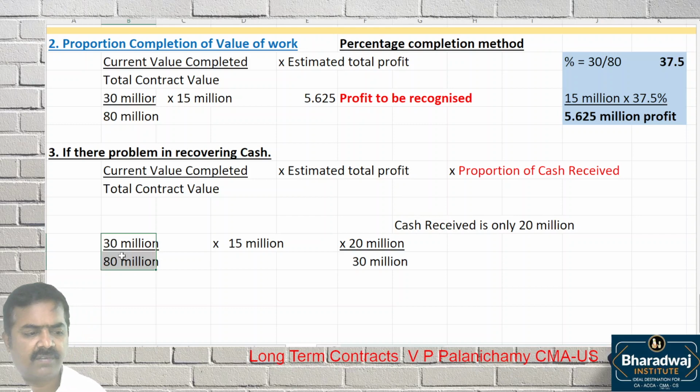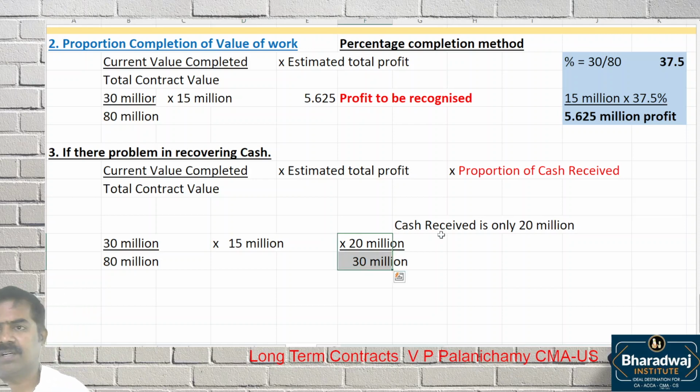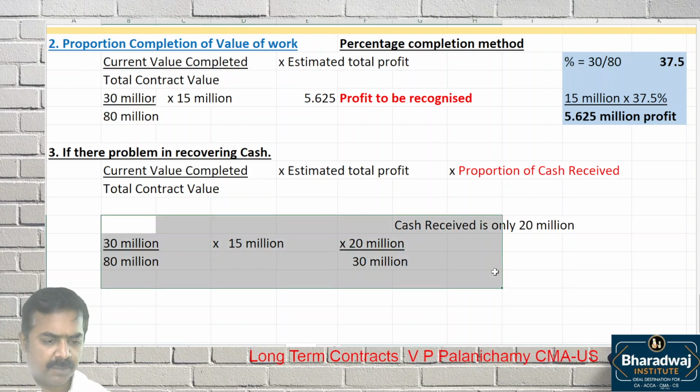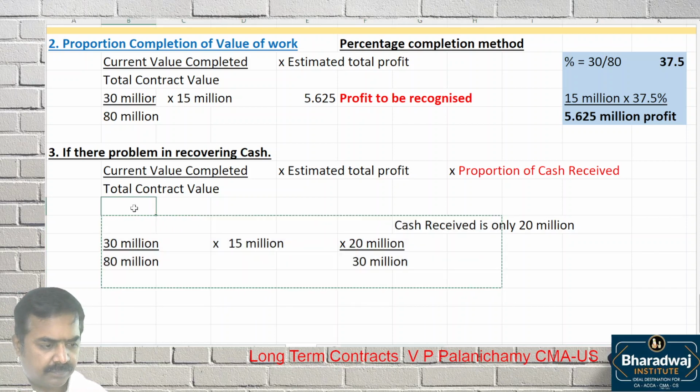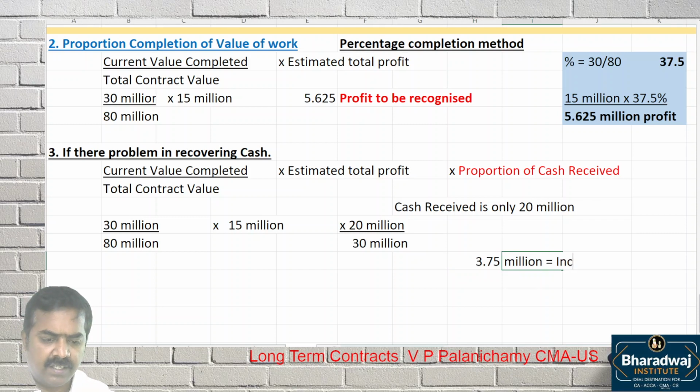Clear? Contract value completed divided by total contract value, into estimated total profit, into what? The proportionate cash received to the current work done. This much of profit will be taken to P&L. So how much of profit? 30 by 80 into 15 into 20 by 30. So let's take 3 by 8. It will be easily 3 points, recognized in the income statement.